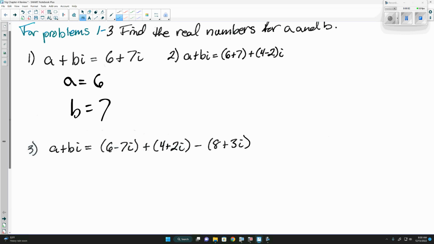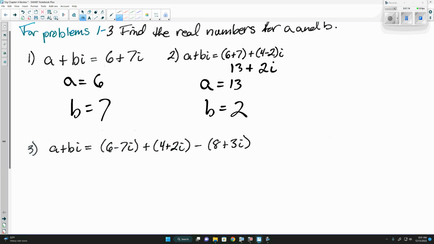Even with the next one, well, 6 plus 7 is 13 plus 2i. So A is 13, B is 2, because we really just simplified the left hand or the right hand side and then got our answer.